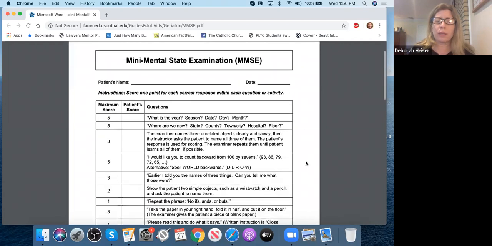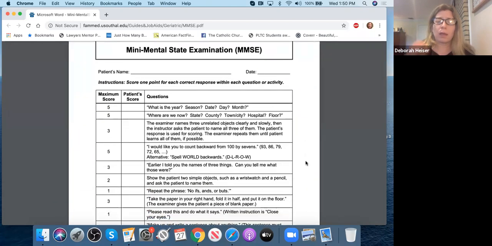What is done here is each of these questions scores a series of points for each correct response. So in terms of the first one, what is the year, season, date, day, and month? The maximum score that you can get for that is 5. If they got one of those wrong, it would be a 4. 2 of those wrong would be a 3. That's where you would put the patient's score in here.